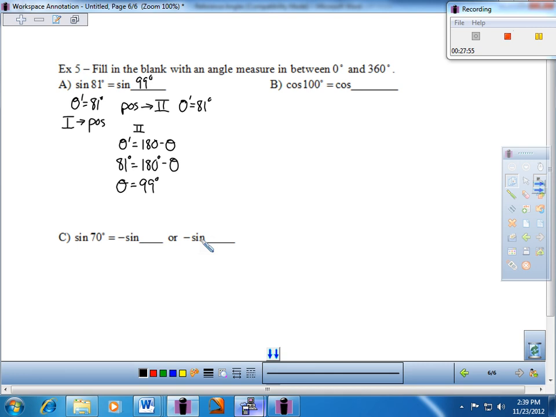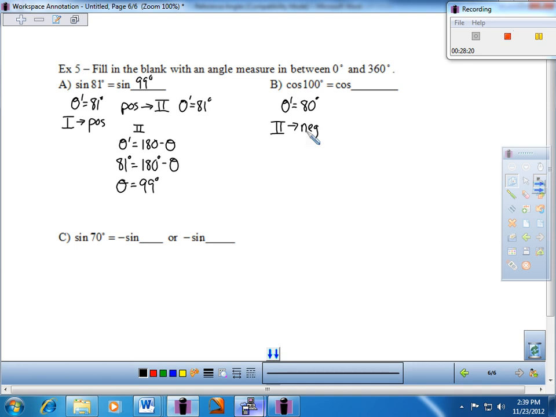So let's start it out. Same process, everyone. 100 degrees. Well, still quadrant 2. A lot of these are in quadrant 2, just coincidentally. 180 minus 100, everybody, is 80 degrees. There's your theta prime. Okay, now I'm in quadrant 2. And in quadrant 2, everybody, cosine is negative.